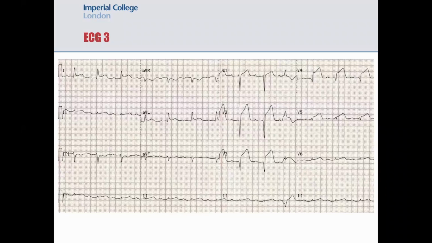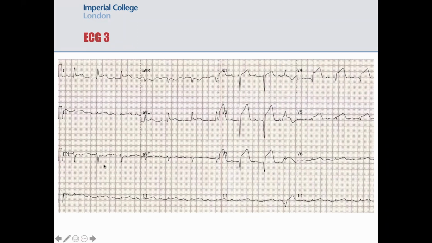So which lead should we look at for ST elevation? This is what I'm going to come on to. When you systematically present an ECG, you have to look at every lead for ST elevation or ST depression. Essentially, for ST abnormalities, you look at every lead before you answer that question.